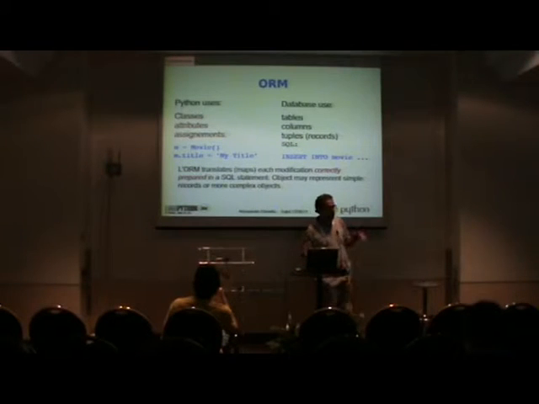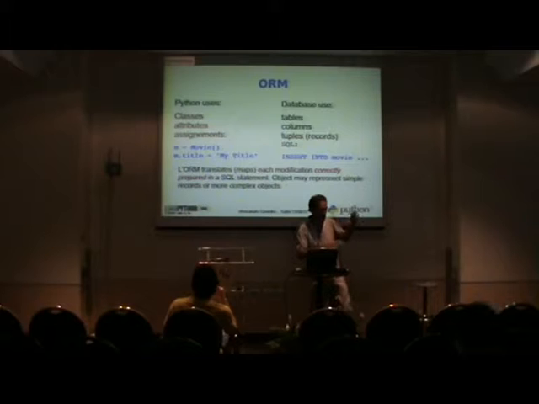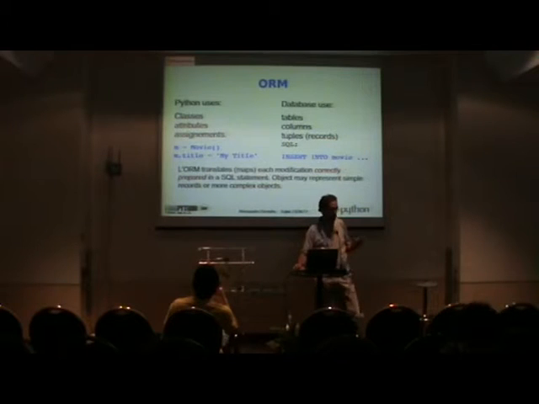So, you know that Python uses classes, attributes, and assignments, so that if you have an object that is a movie, you can write m equal Movie, m.title equal whatever you want. On the other side, databases use tables, columns, tuples, and SQL to write something, so INSERT INTO movies. So if we want to use our more familiar syntax, we can rely on a layer that's called ORM, or Object Relational Mapper, that translates each modification we do to the objects into SQL at a certain moment.